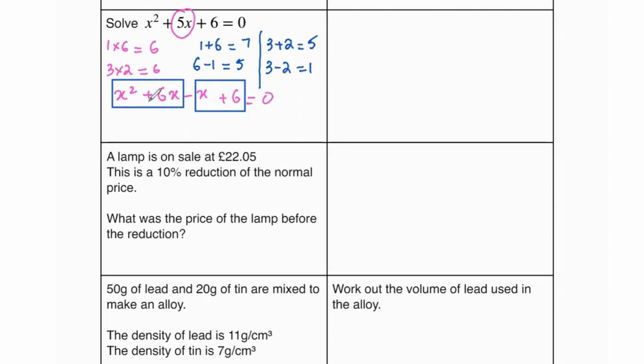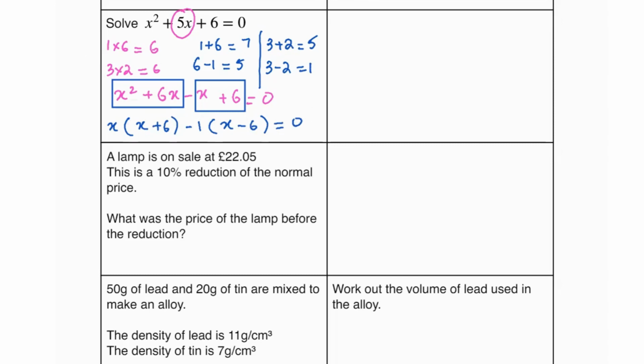Between x squared and 6x, we have x common, so it's going to be x plus 6. And between x plus 6, we have negative 1 common. It's going to be x minus 6 over here. So as you can see, in the first bracket, we have x plus 6, and the second bracket, we have x minus 6. They're not the same, which means we cannot further fully factorize this.